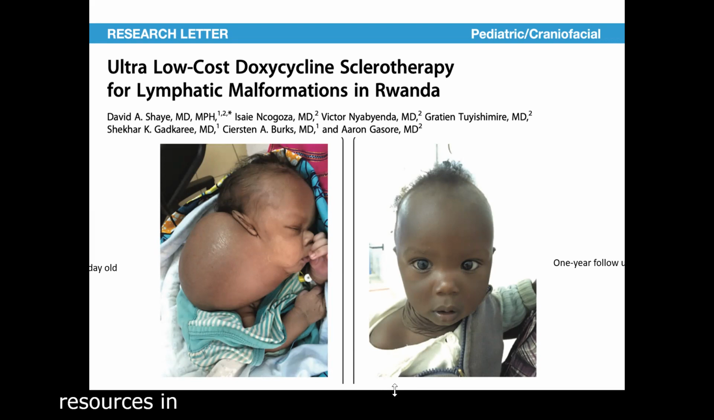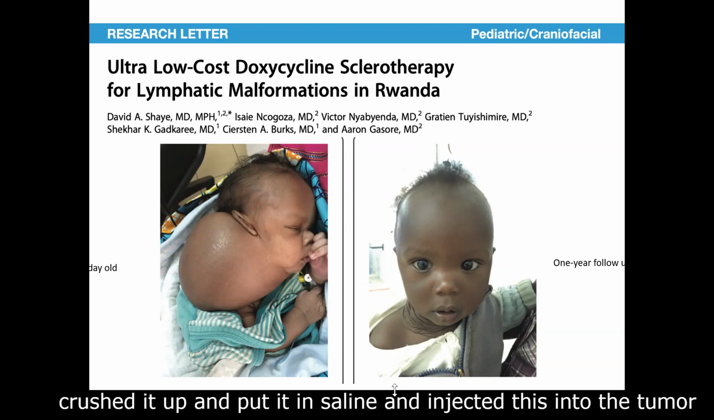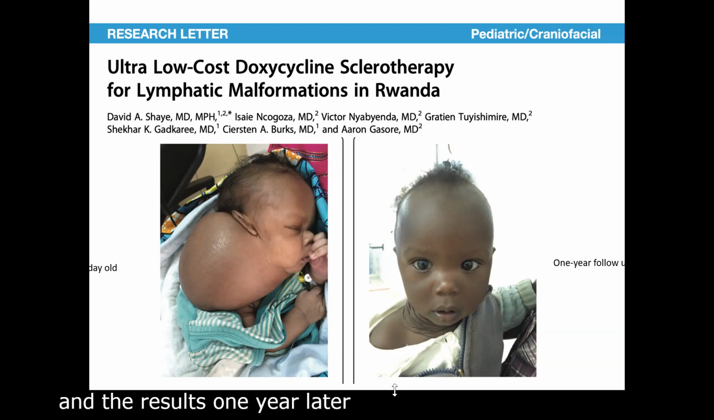And so he was looking for some way to treat this other than with surgery, which is not really available to them. He found a doxycycline antibiotic tablet and crushed it up and put it in saline and injected this into the tumor. And the results 1 year later are shown on the right. You can see a little bit of baggy skin here, but the cystic hygroma is gone. And he has now a dozen or so children that he's injected this. And I thought, well, that's interesting, that this would cause such a remarkable collapse of these cystic spaces.